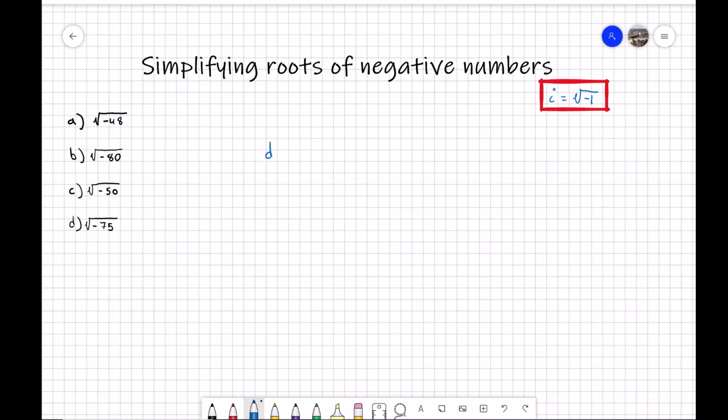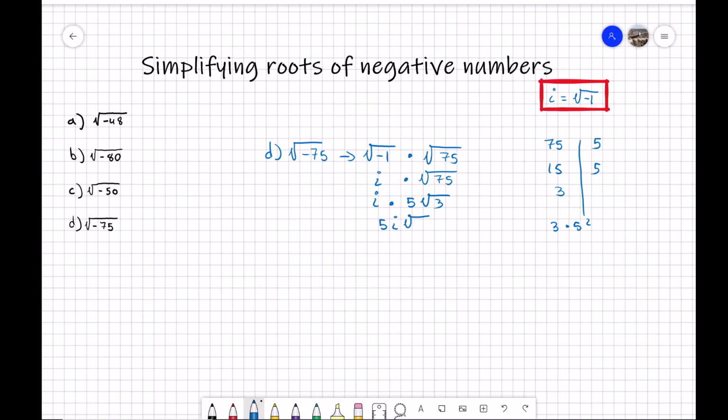Finally, we have D, which is the square root of -75. When we split it into the square root of -1 times the square root of 75, this is i, and then we have the square root of 75. So 75 divided by 5, we get 15, divided by 5, we get 3. So this is the same as 3 times 5 squared. So we end up with i times 5 square root of 3, which is the same as 5i square root of 3.